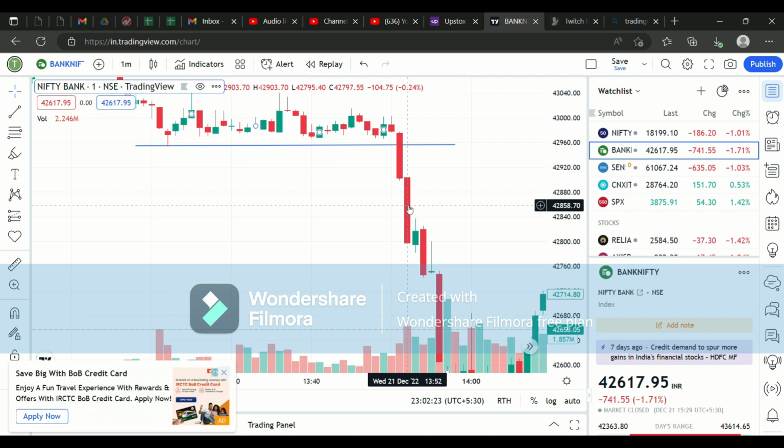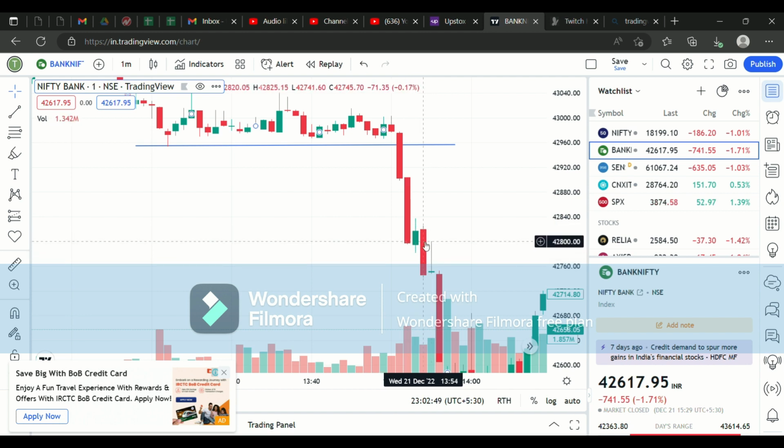Like we have to maintain the risk and reward ratio. So I was maintaining a risk and reward ratio of almost 1 is to 2. That means if you lose 1 rupee, you have to take a profit of at least 2 rupees. So yes, my stop loss was 10 points and my target was 20 points, which was hit here.